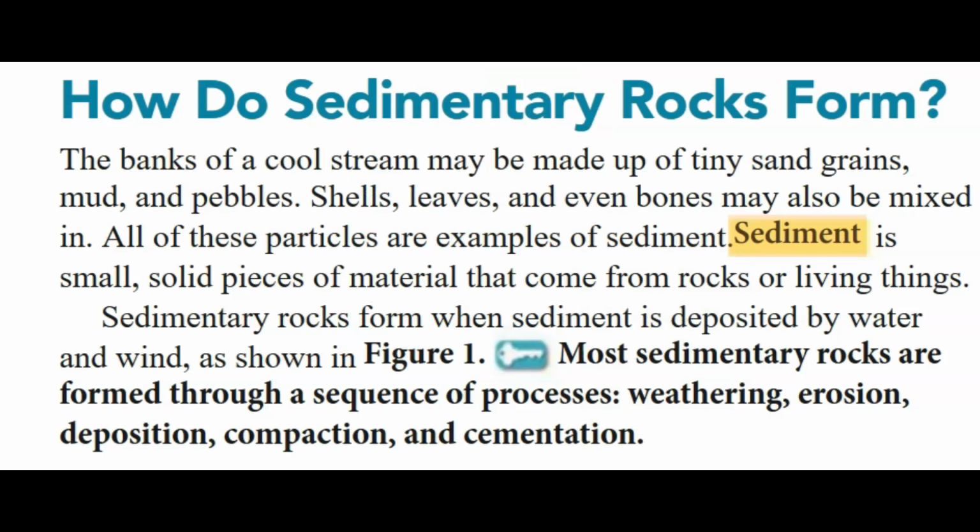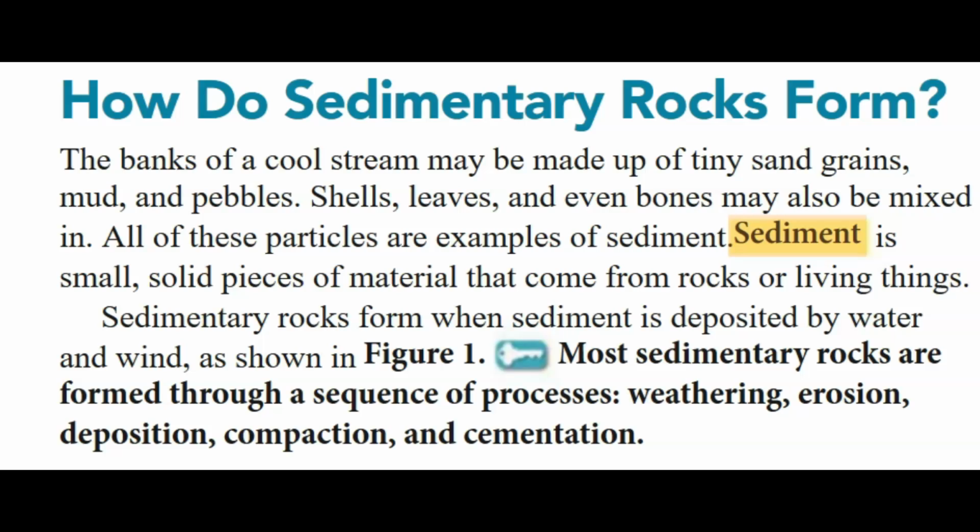How do sedimentary rocks form? The banks of a cool stream may be made up of tiny sand grains, mud, and pebbles. Shells, leaves, and even bones may also be mixed in. All of these particles are examples of sediment. Sediment is small, solid pieces of material that come from rocks or living things.